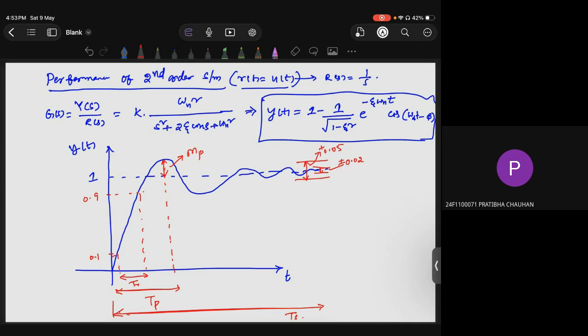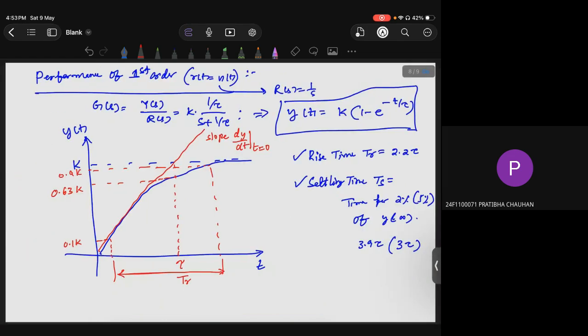Again, if you see these values, maybe expressions: the rise time will be like approximate expressions, 2 by omega n. Peak time would be like pi by omega d. Then settling time would be approximately 4 time constants. Then peak overshoot would be like e power minus pi zeta by square root of 1 minus zeta square. Okay, percentage overshoot. These are the different performance characteristics for a second order system.